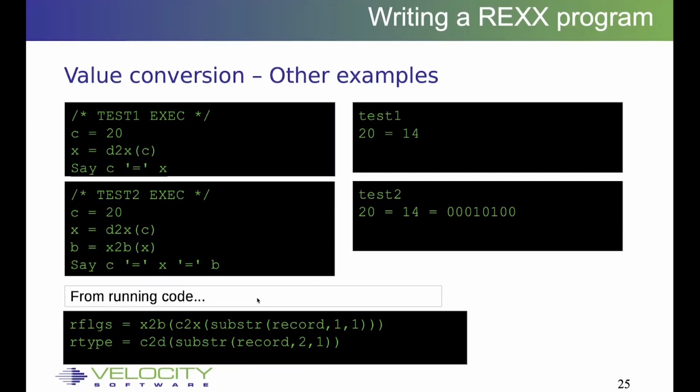To display some of this in actual running code, here we're taking a subset of a record, a string of characters basically, and I want the first position, one position in this record. I could have done left one also, that would have worked, but in this case I'm doing substring, and I'm going to convert it to hex and then convert that to binary.